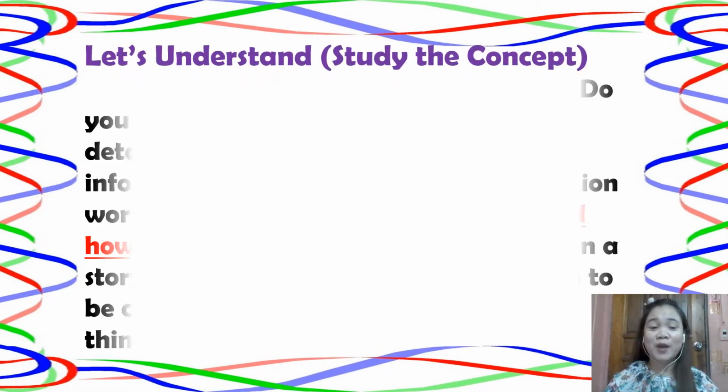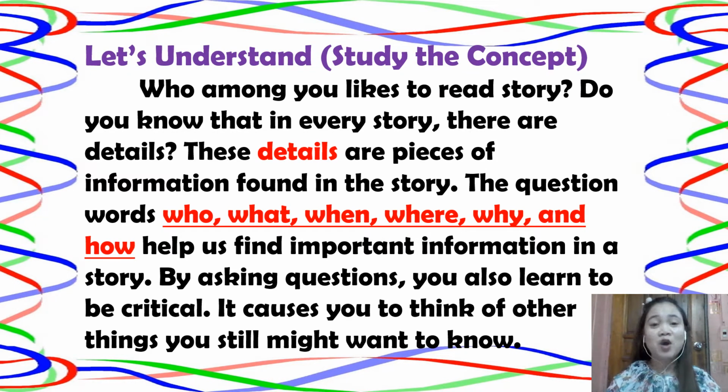I have here questions for you. Who among you likes to read a story? Do you know that in every story, there are details? These details are pieces of information found in the story. The question words who, what, when, where, why, and how help us find important information in a story. By asking questions, you also learn to be critical. It causes you to think of other things you still might want to know.